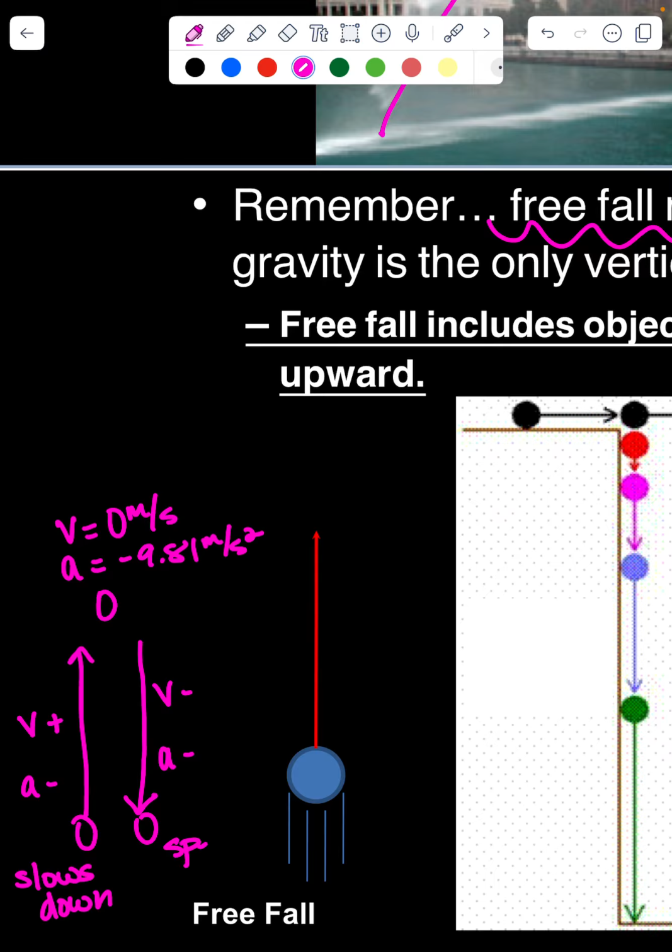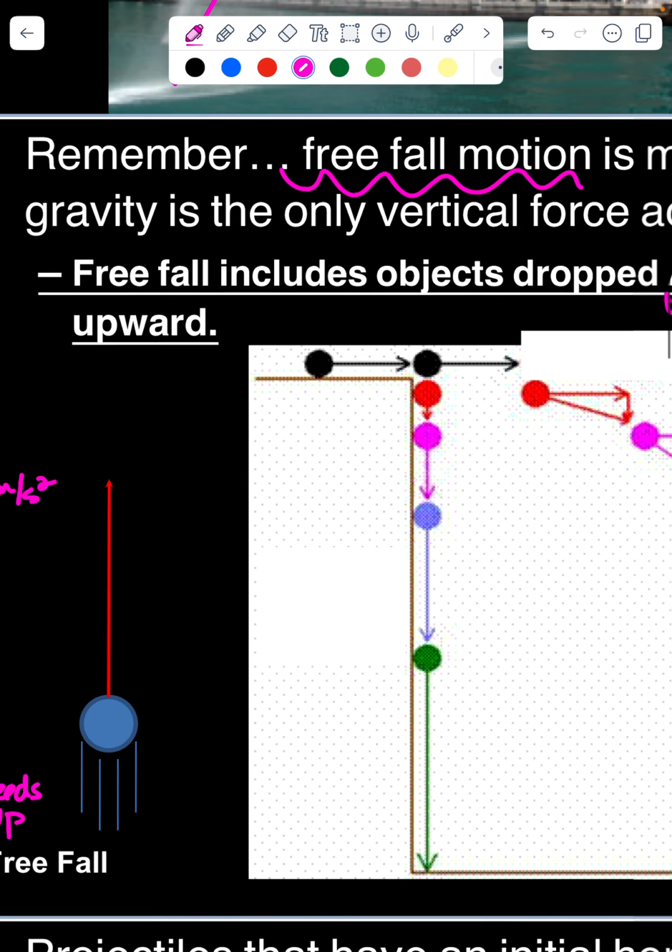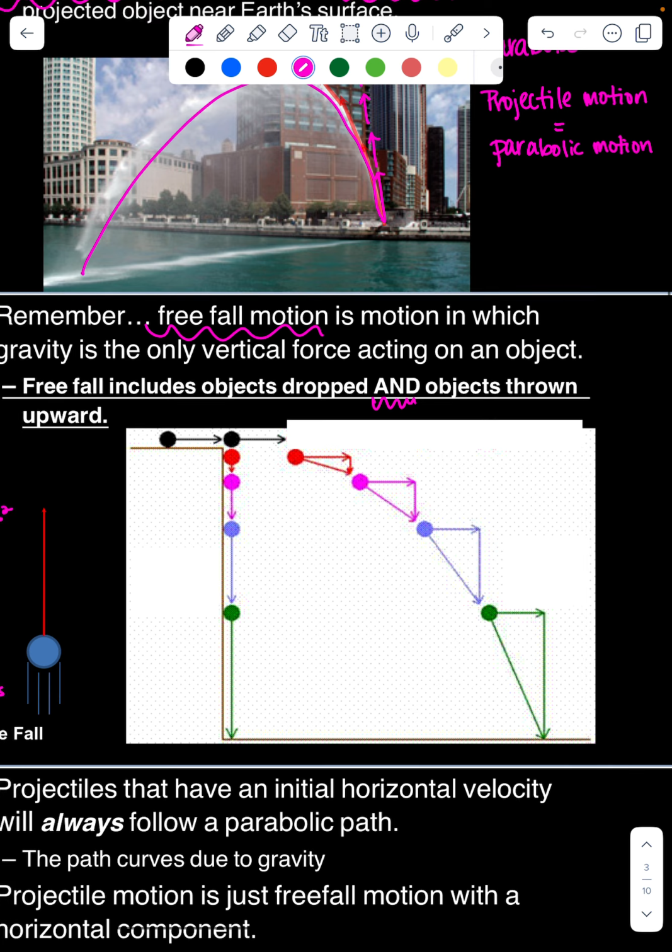So that tells me that it is going to speed up as it falls. All right, so we have this free fall motion. It's not just whenever something is falling, but also as it is going up and down. All right, so that's what we're going to look at over here.